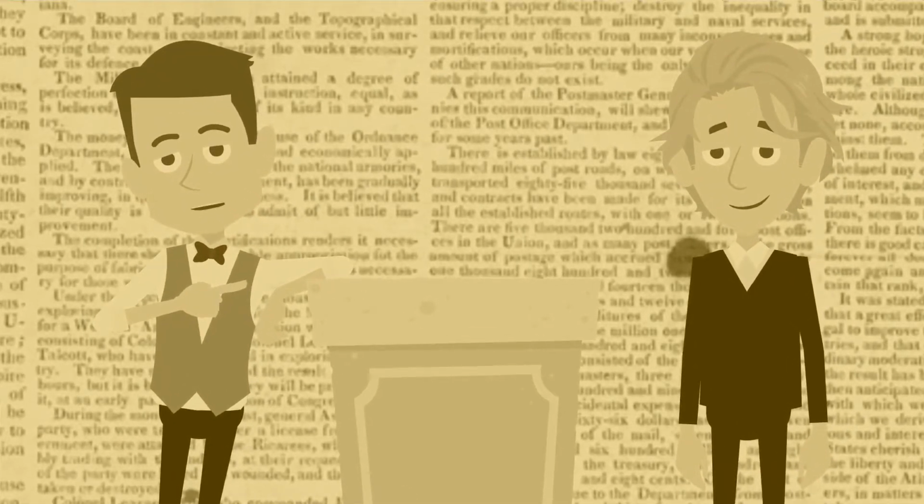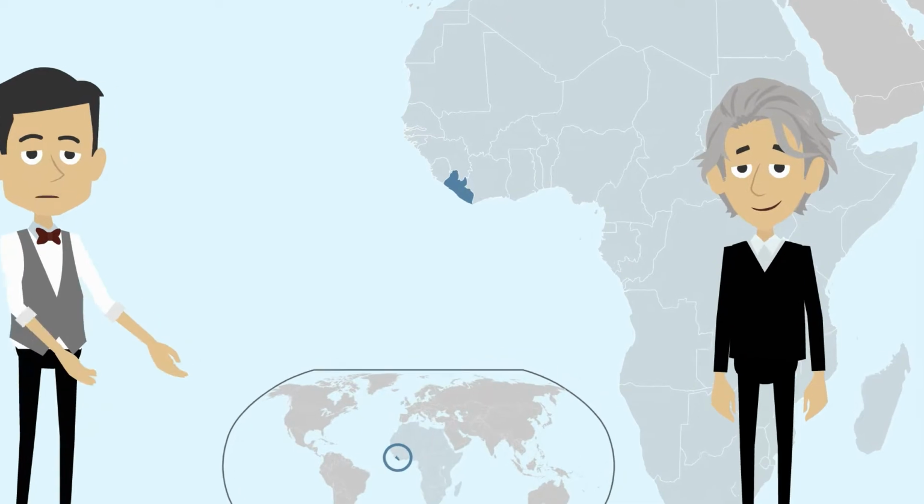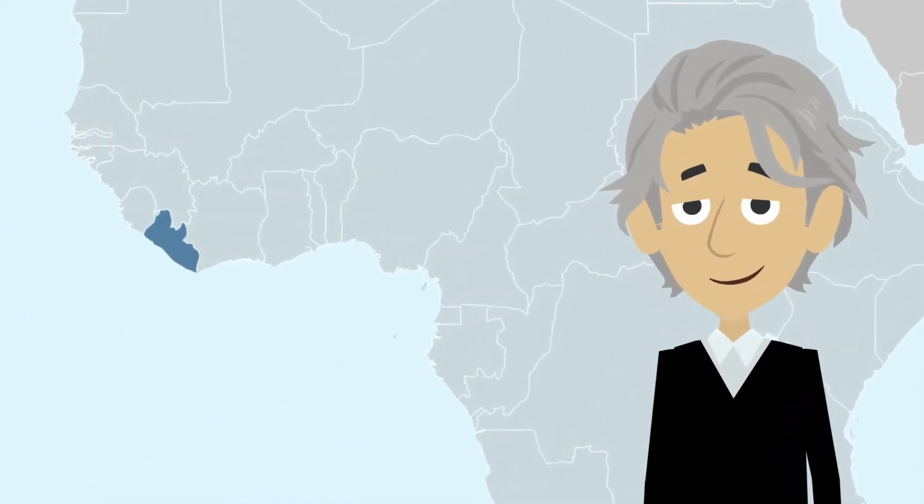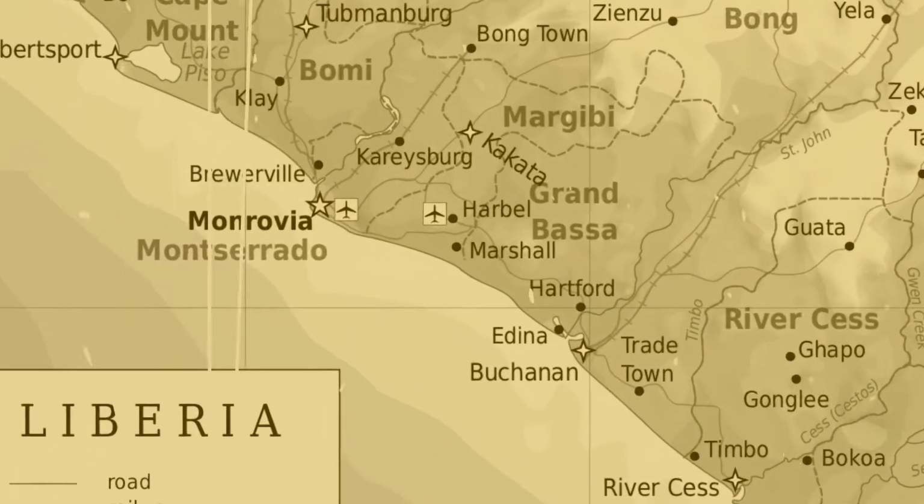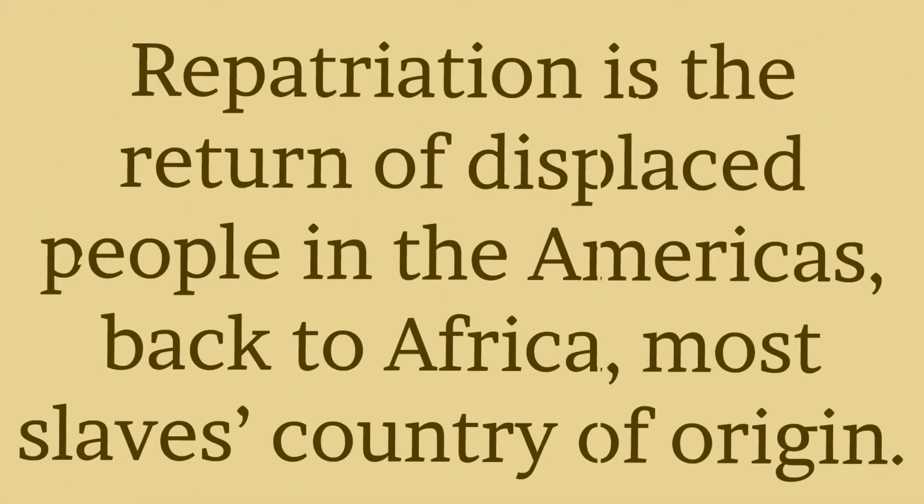Monrovia, the capital city of Liberia, was named after James Monroe. Liberia is an African country founded by freed American slaves. Monroe, a slave owner, supported African slaves' repatriation. Repatriation is the return of displaced people in the Americas back to Africa, most slaves' country of origin.